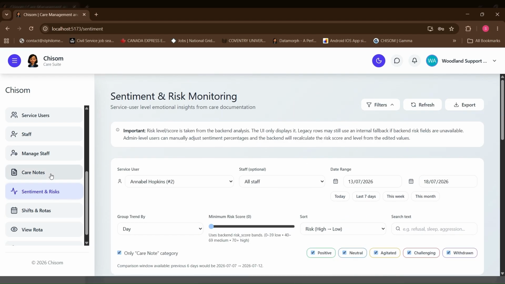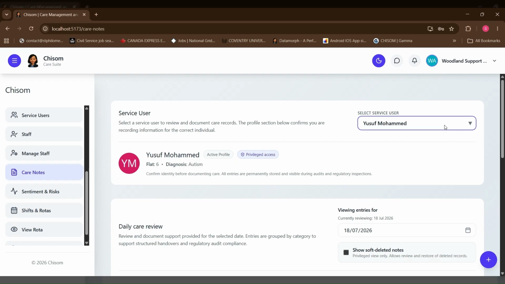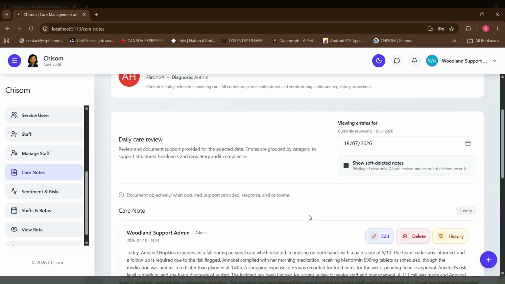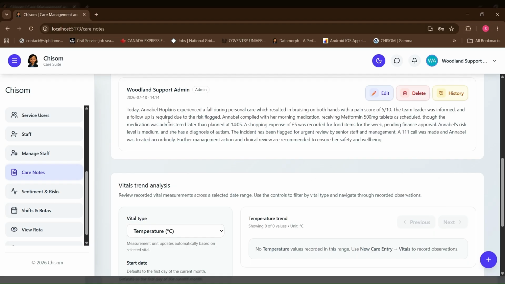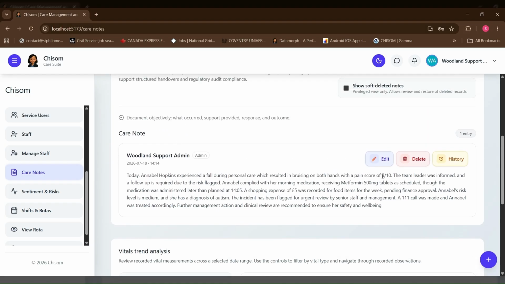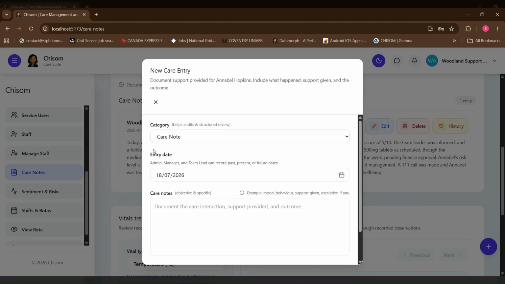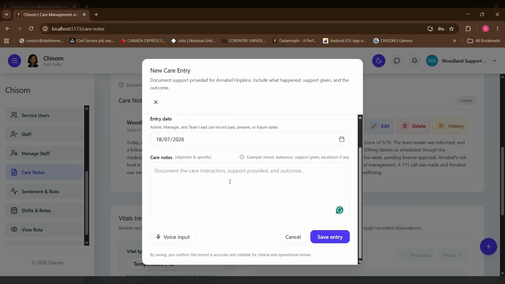So let's go back to care notes and write a care note that is not high risk. So if I come over here, this is the first care note, it shows under care note. If I click on this and write another care note, let's say for instance, Annabelle was very happy when her mom came visiting.